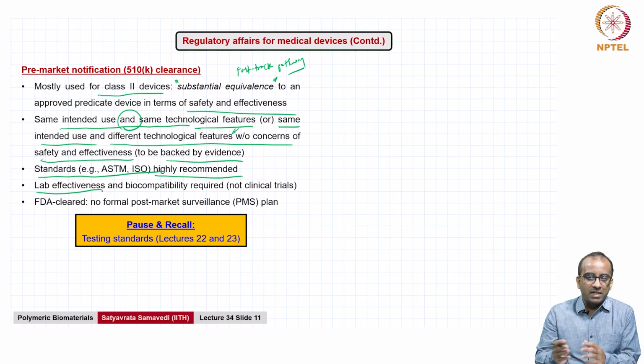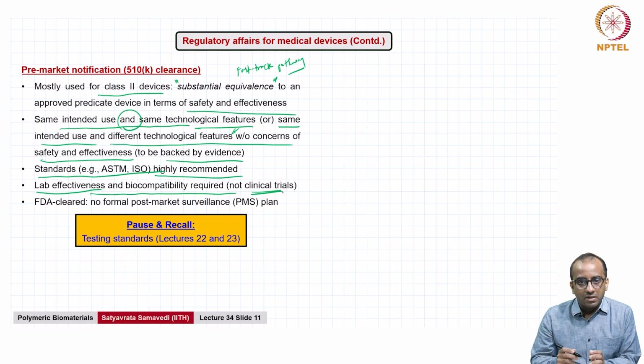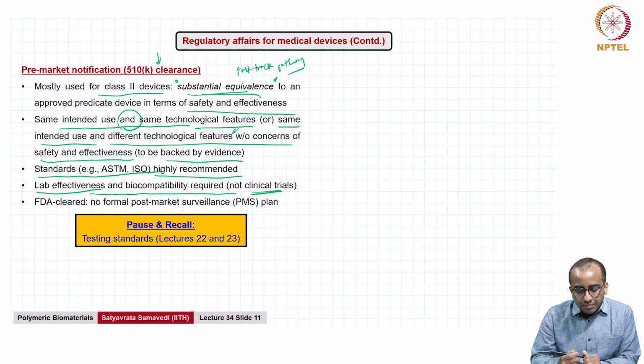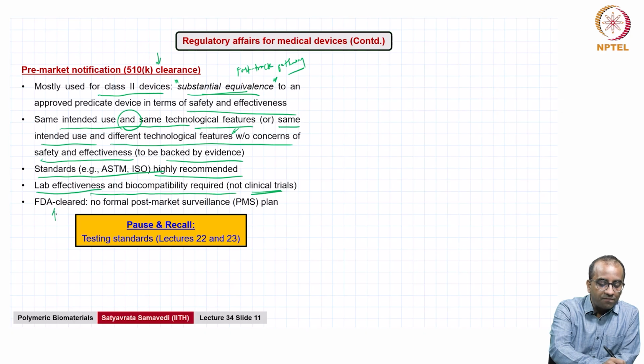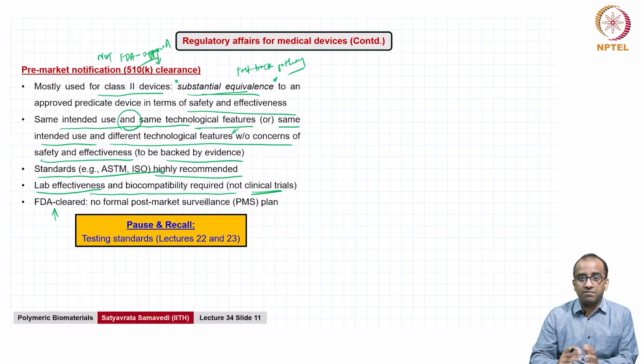Because it is sort of a fast tracking kind of a scheme, lab effectiveness and biocompatibility are required, but you typically do not need clinical trials for these kinds of approvals, especially the 510(k) clearance, because you are claiming substantial equivalence to a predicate device. And any device that comes out of this pathway successfully is called FDA cleared. This is not FDA approved. So, you see that there is a very big difference between what is FDA cleared versus what is FDA approved. They are not the same thing.